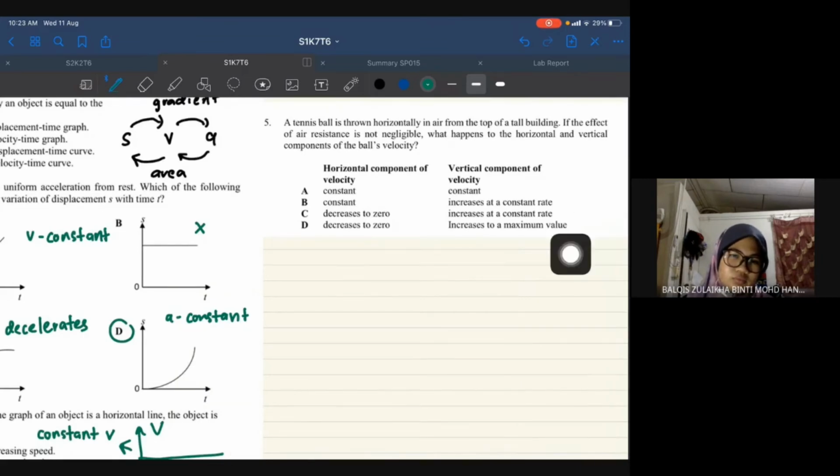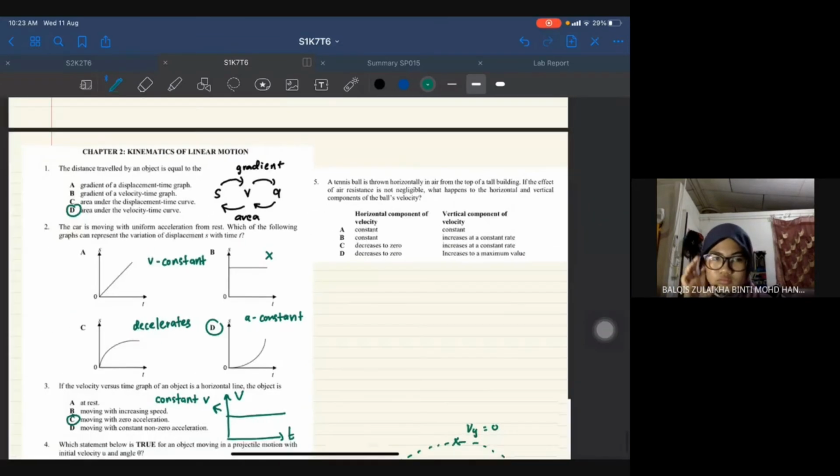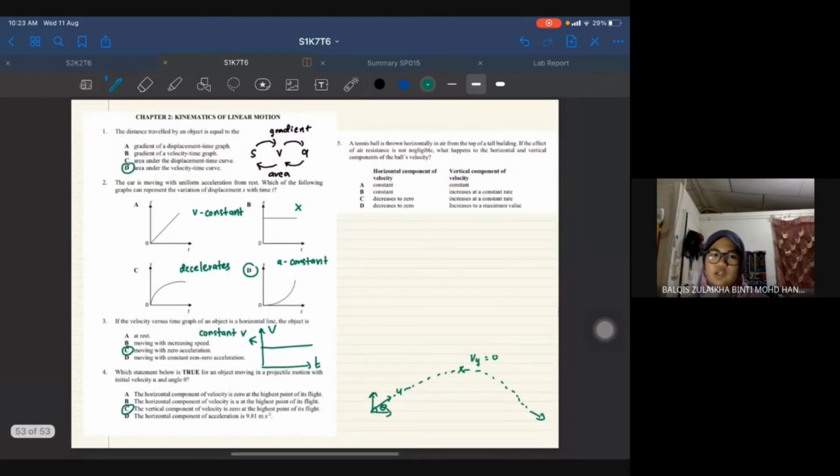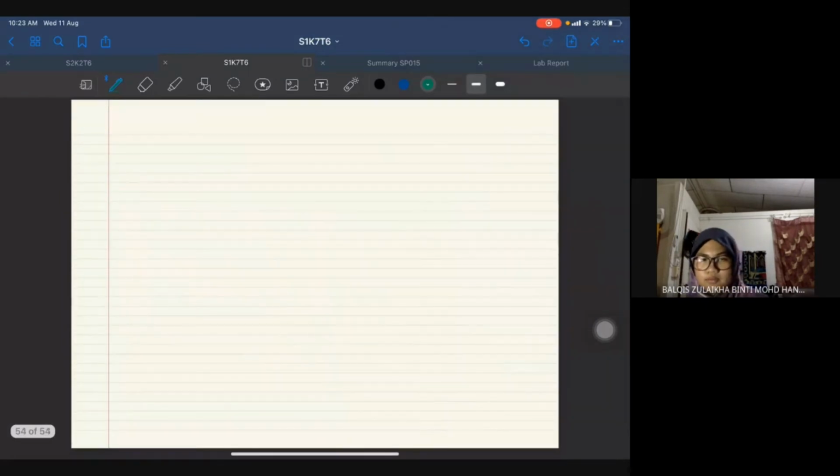Okay, question number last sekali. A tennis ball is thrown horizontally in the air from the top of a tall building. If the effect of air resistance is not negligible, what happens to the horizontal and vertical component of the ball velocity? Okay, nanti ni kita revisit lah. So this one projectile motion, so I'm not gonna discuss it now. Ni cakap tak blur lah. Okay, no worry. Okay, moving on to the next one.